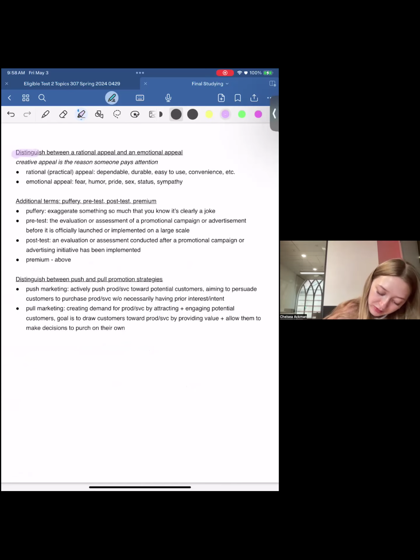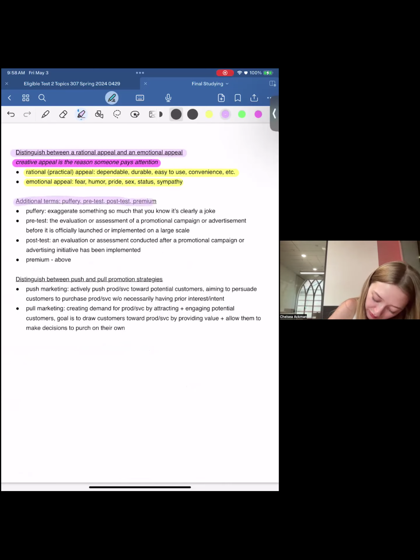Next, distinguish between a rational appeal and an emotional appeal. And just keep in mind that creative appeal is the reason why someone pays attention to any form of marketing. A rational, practical appeal is about being dependable, durable, easy to use, or convenient, and an emotional appeal uses fear, humor, pride, sex, status, or sympathy, etc.